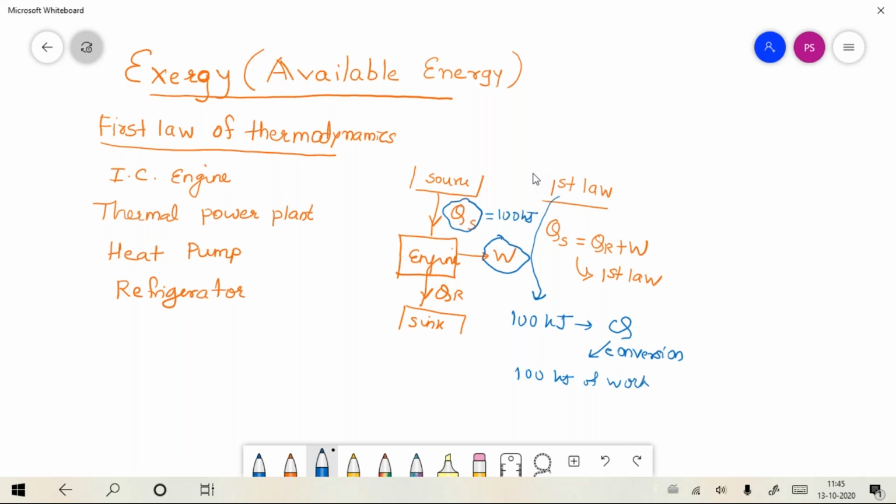The first law would say, I am not in a position to comment on that. I won't be able to provide you any information whether one can convert 100 kilojoules of heat to 100 kilojoules of work. That is, whether one can convert the entire amount of heat to the entire amount of work, the first law is not able to answer.